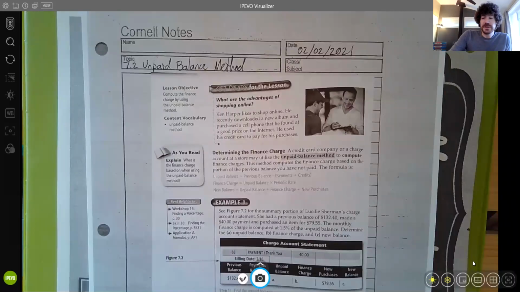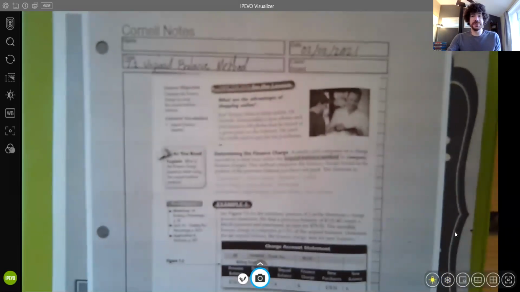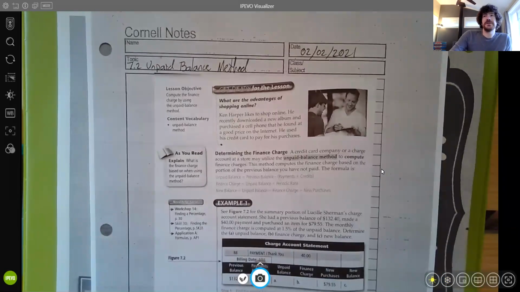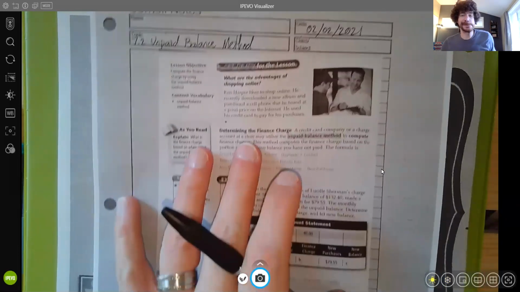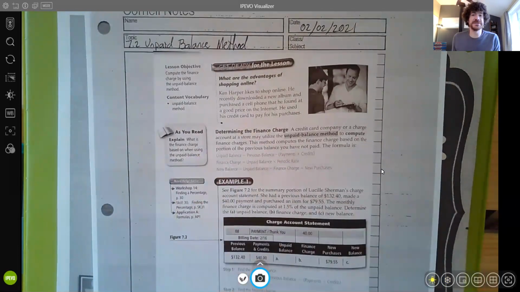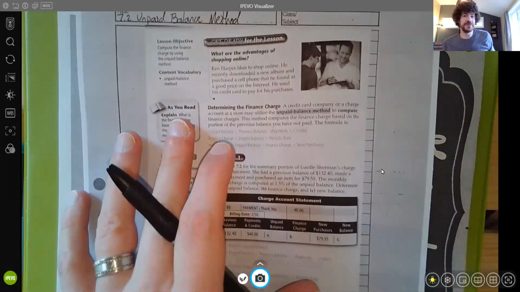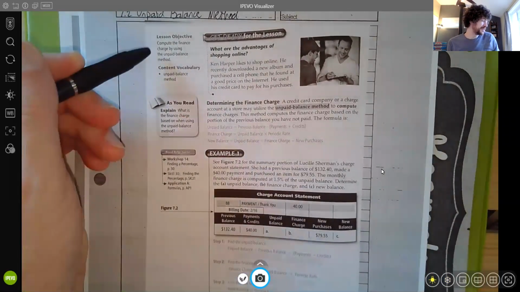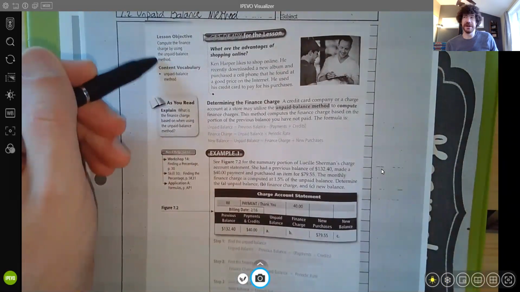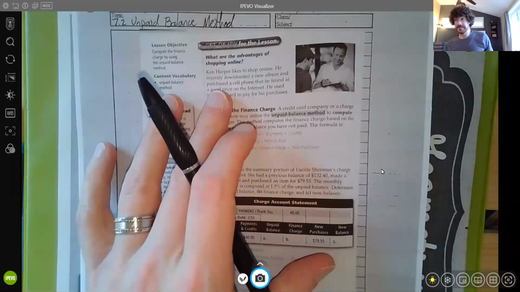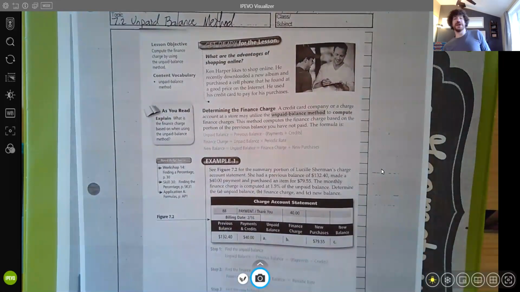Right, so with the unpaid balance method, the idea here is we are going to be calculating interest based on the unpaid balance from a credit card statement. So yesterday we saw the whole previous balance and all that kind of stuff. So let's go ahead and just take a look here. And we've got our lesson objective today. We're going to be able to compute the finance charge, like I mentioned, using what's called the unpaid balance method. It's how much is left over that wasn't paid that probably should have been paid.